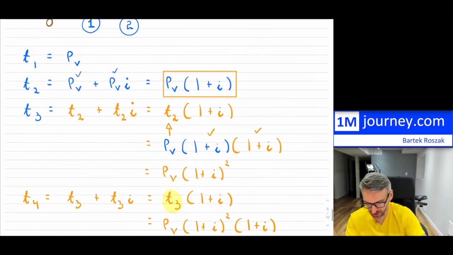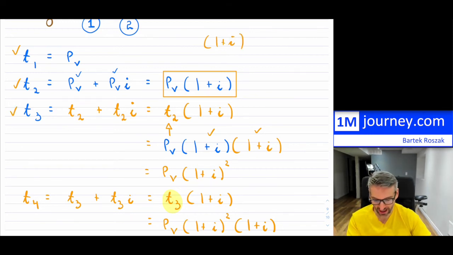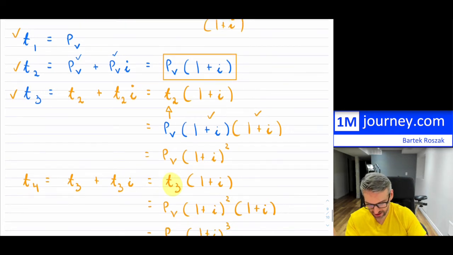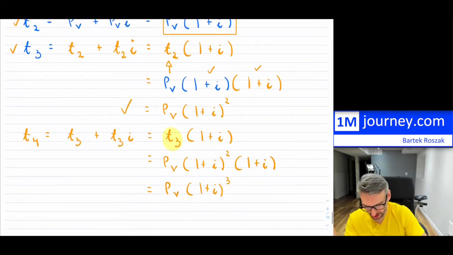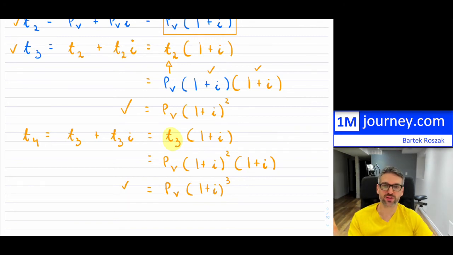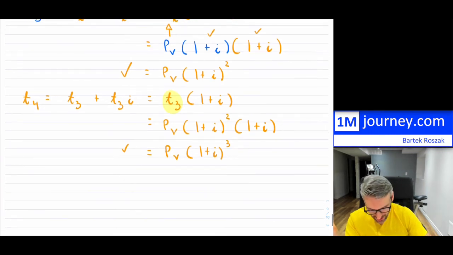So notice from T1 to T2, I just multiplied it by 1 plus i. From T2 to T3, again, I multiplied it by 1 plus i. So that's what I got here. And I'm just constantly multiplying by 1 plus i, which is basically your ratio, right? That's what the geometric series is all about. So this is my r. This is my ratio for the geometric series.